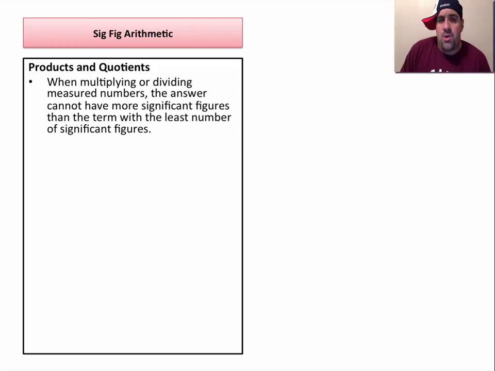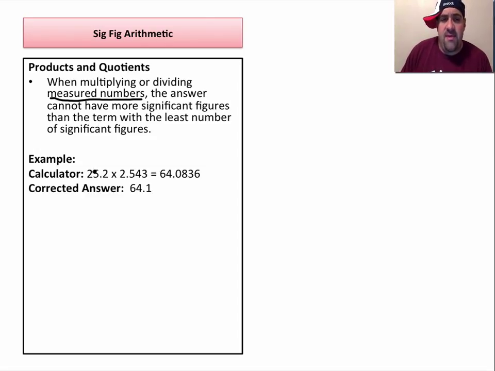When you multiply two measured numbers, and please remember we are dealing with measured numbers today, so sig figs apply to measured numbers. When multiplying or dividing measured numbers, the final result, the answer, cannot have more significant digits than the term with the least number of significant figures or digits.